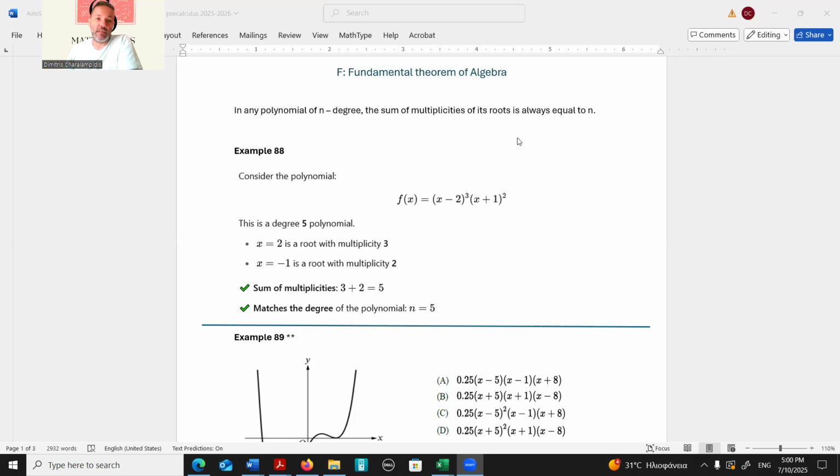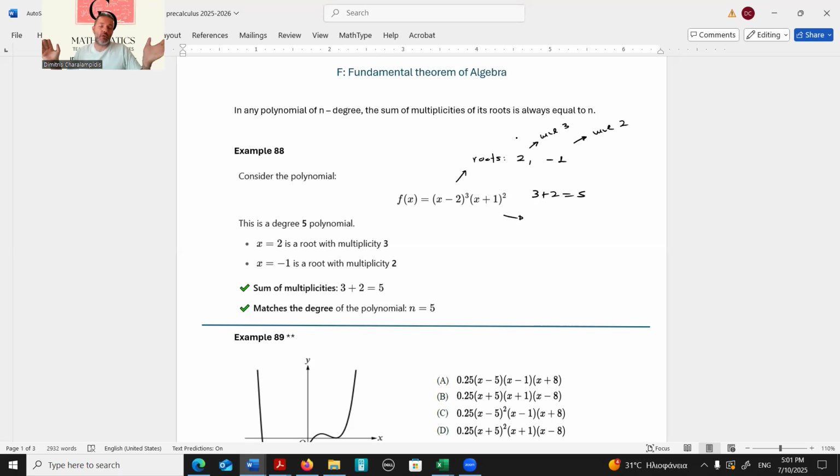This means, for example, that if we have the polynomial f of x equals (x minus 2) cubed multiplied by (x plus 1) squared, then we know that this one has the roots of 2 and negative 1. The root of 2 is of multiplicity 3. The root of negative 1 is of multiplicity 2. 3 plus 2 is 5. So we expect that under the fundamental theorem of algebra, this polynomial function will be of degree 5. So it's going to be something times x to the power of 5.